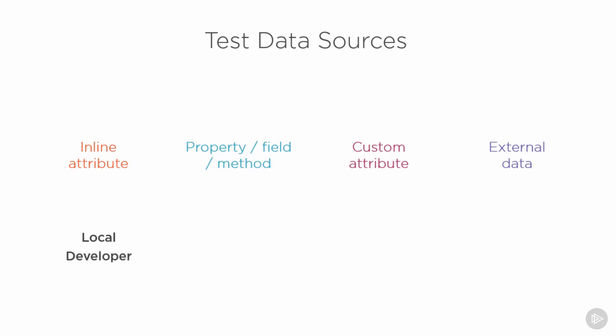If we want to add additional test case data, this needs to be done by the developer at the source code level. When we get our test data from a property, field, or method, we can share this set of test data across multiple test methods and multiple test methods in multiple test classes. Once again, to modify the test case data, this needs to be done by the developer at the source code level. Just as with the property, field, or method, if we create a custom attribute and supply test data via this attribute, we can share the set of test case data across multiple tests and test classes. And once again, to add test case data, we need the developer to make source code changes.